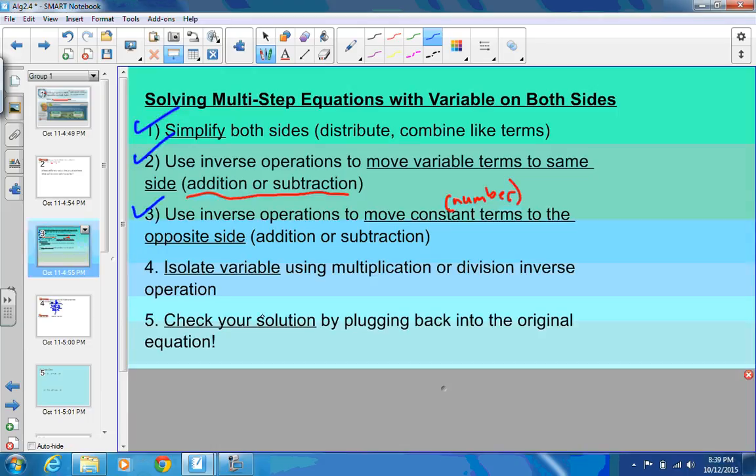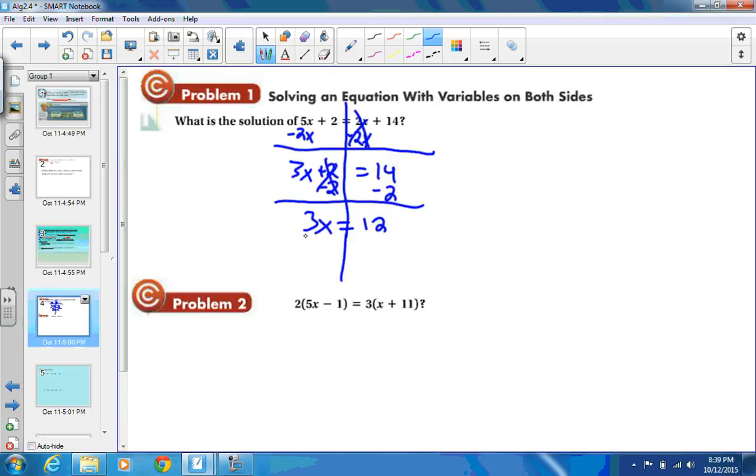Now we've got to isolate the variable using multiplication or division. Looks like we're going to divide. This is multiplication, so we're going to divide by 3. Let's do that to the other side of the wall as well. And we have x equals 4. Now, I did ask you to check your solution. We just did step 4. We still have to do step 5.